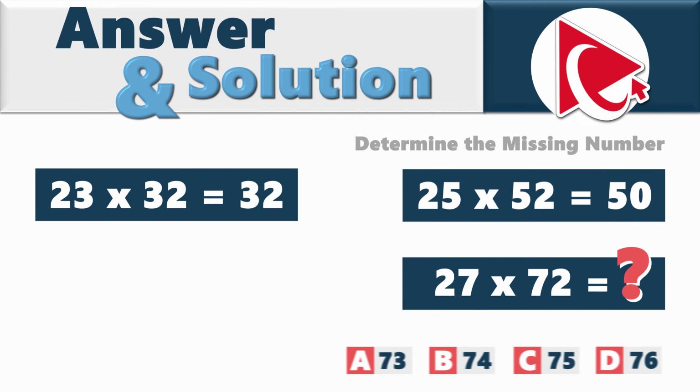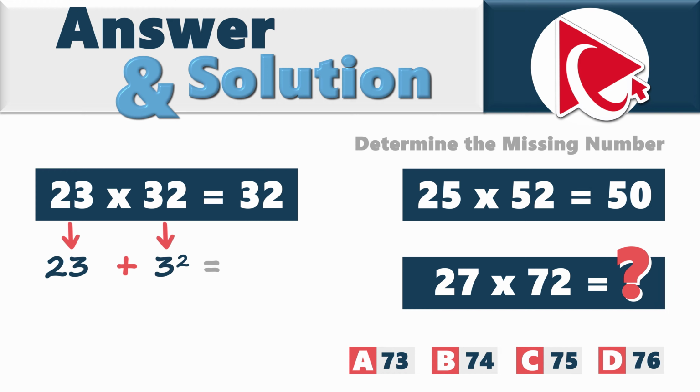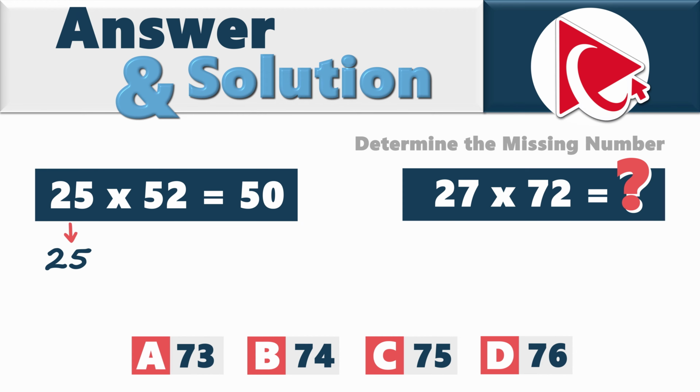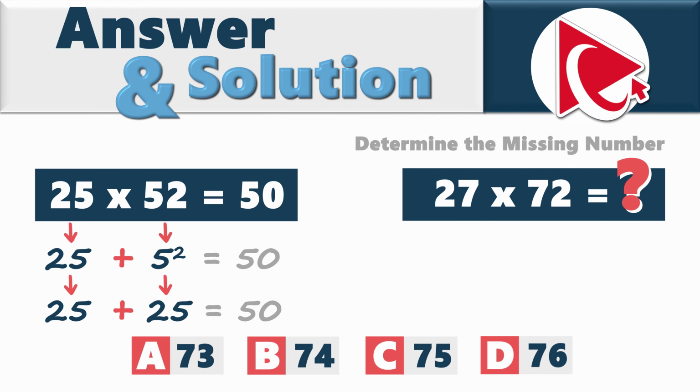Let's look at the example. The first expression is 23 multiplied by 32. To calculate it correctly, you need to take 23 plus 3 to the power of 2, which would be equal to 23 plus 9, and the result would be 32. Let's look at the second expression. 25 plus 5 to the power of 2 equals 25 plus 25 and equals 50.